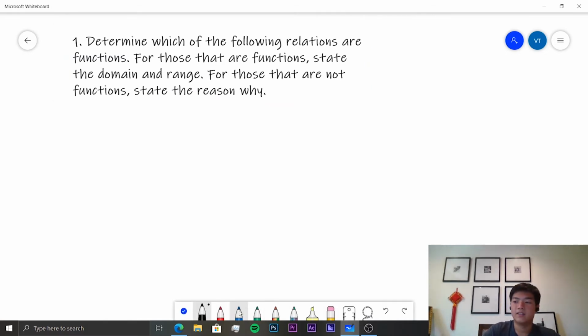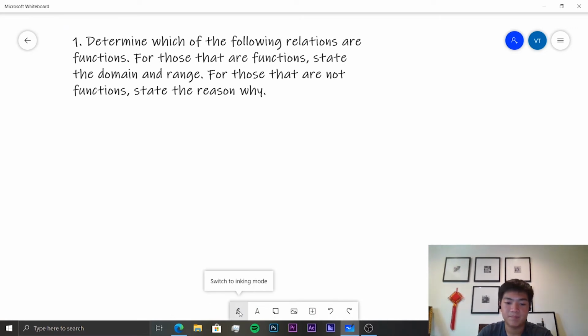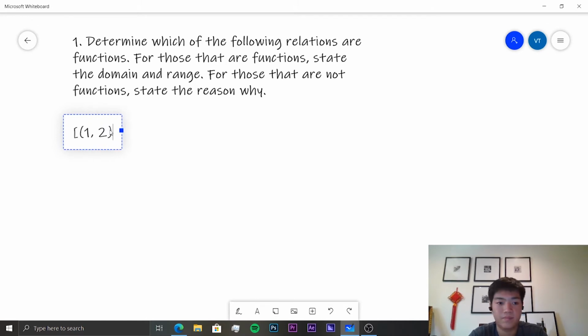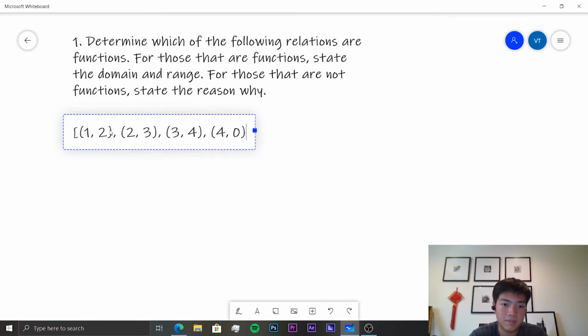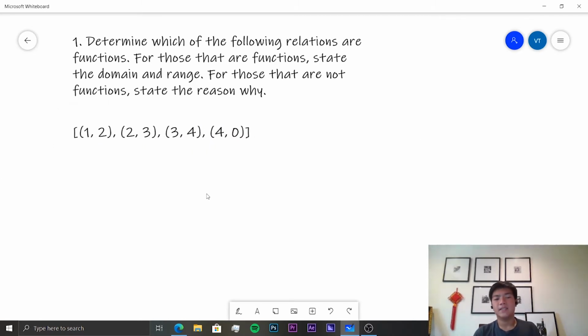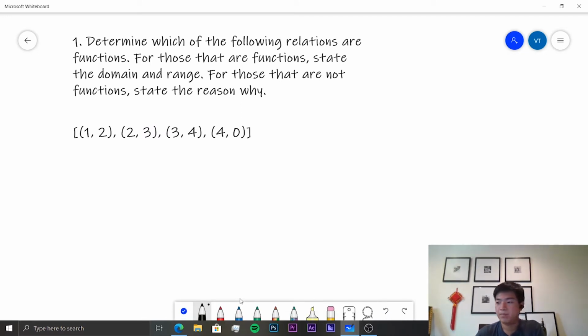Okay, our first relation is (1, 2), (2, 3), (3, 4), and (4, 0). It's pretty simple that this is a function. For every x value, you have a unique y value. That's how you tell if it's a function.